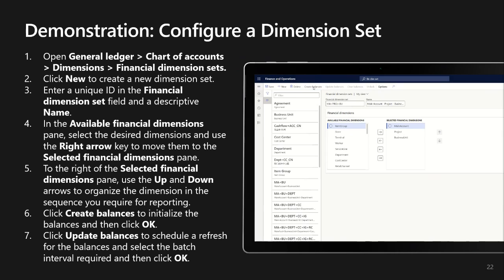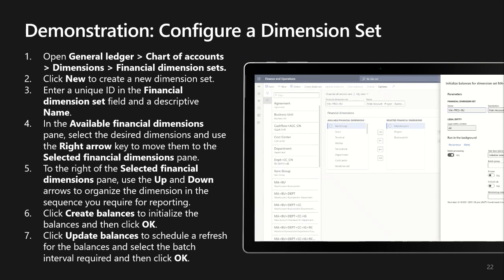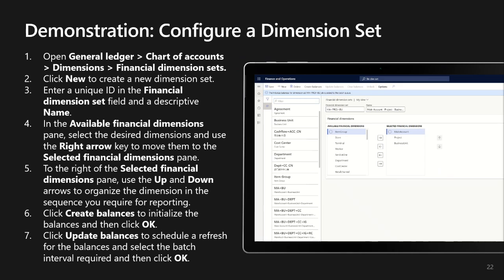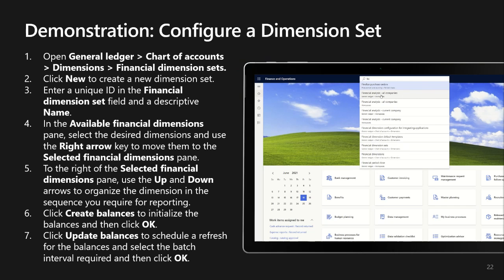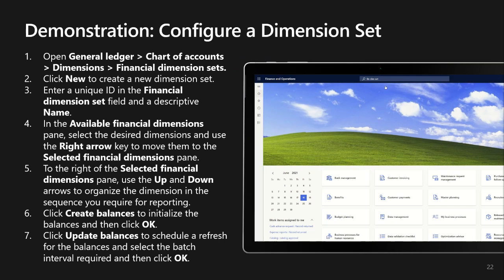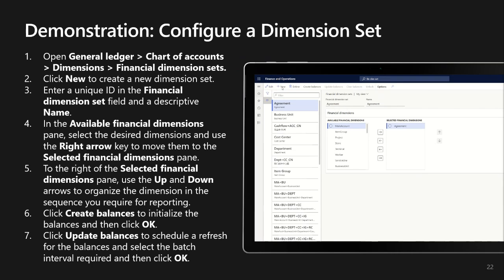After you've saved the financial dimension set, you can click to create balances, which runs a batch job to summarize the general ledger data into the dimension set format. You can also use the update balances button to schedule a refresh for the balances, which will include general ledger data that has been posted since the last update. So an update is an incremental thing, and you can schedule an update balances batch job to refresh it at some interval, which we'll talk about more in a few minutes.